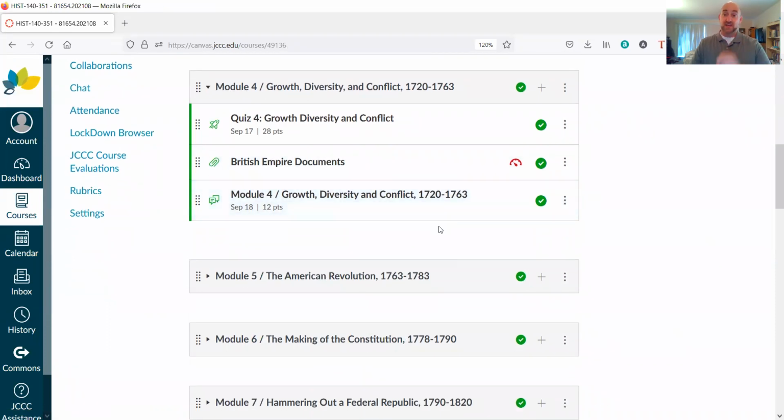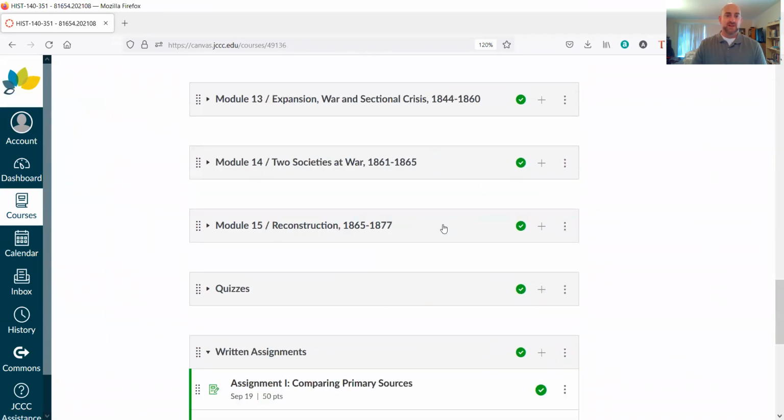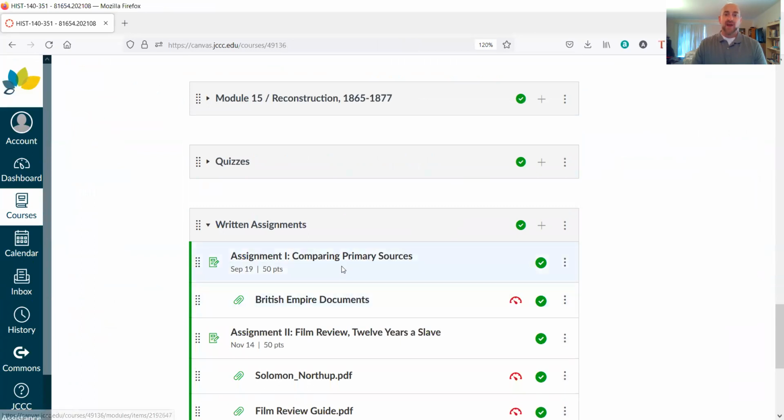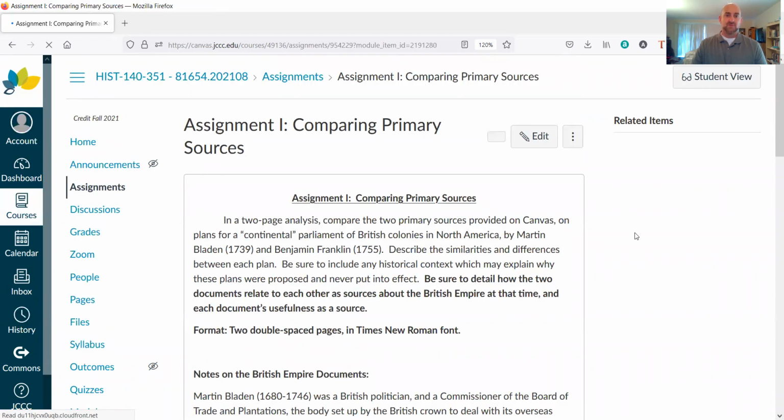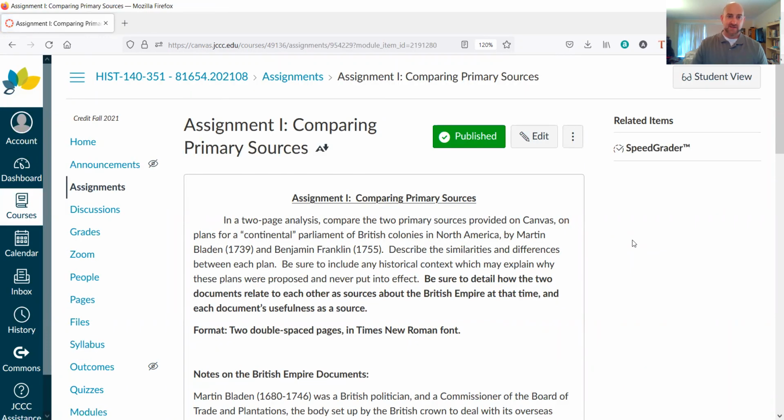It's actually going to use those documents for a writing assignment, which is your first one. I guess we should go back down here too. Comparing primary sources. So the same documents we're reading for that week, you'll be using for this short assignment. And what you'll do for the first assignment is write a 2-page analysis comparing these two plans for colonial union. Plan to unify the colonies.